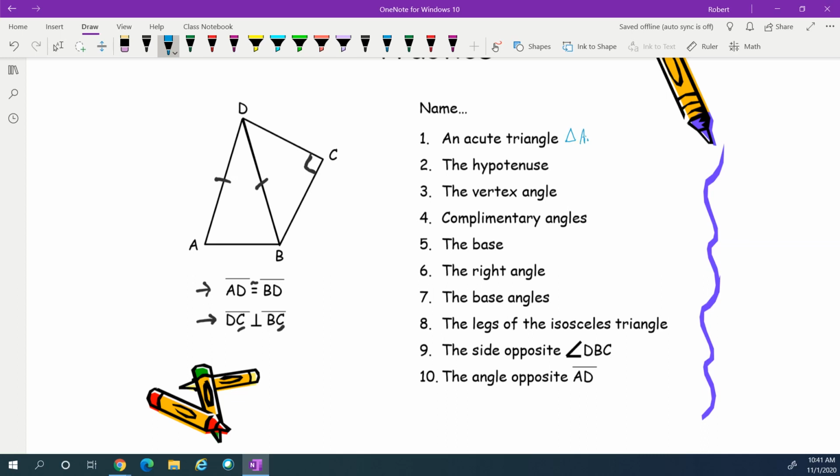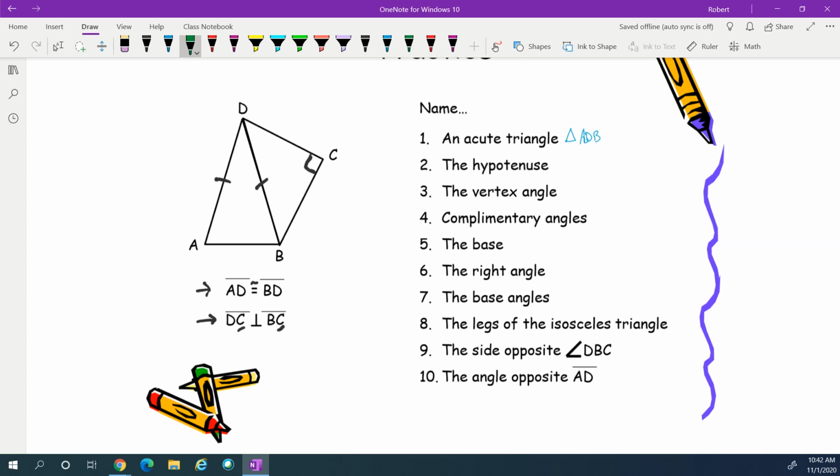Triangle ADB. Again, we could have used those 3 points in any order, so there are 6 correct ways of writing it. ADB, I just want to make that neater. ADB. But make sure you have the triangle symbol in front of it. ADB, ABD, BDA. You just can't use the point C. It's not part of that triangle.